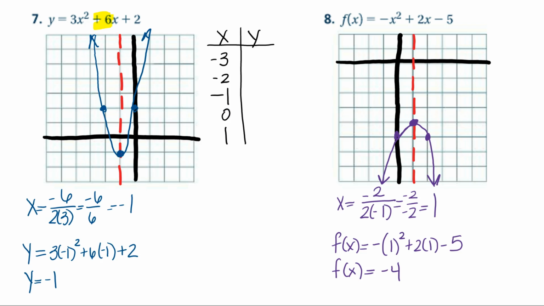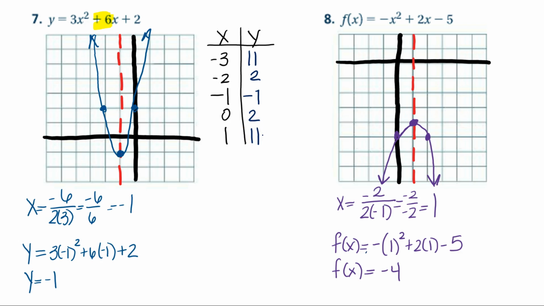So at -1, I'm at -1, so my vertex is -1, -1. At -2 and 0, I'm at 2. And I'm going to say my 3 and my 1 must go off the chart. 11.